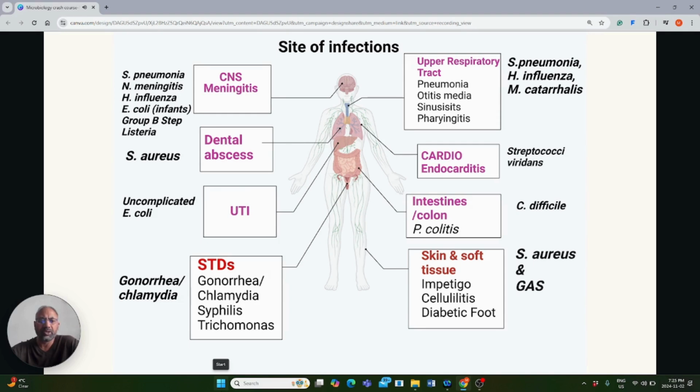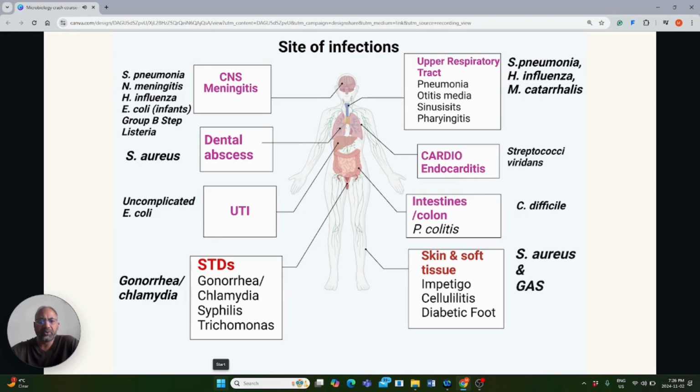Where a gram-positive organism is concerned, you always have to think about Staphylococcus aureus. Then UTI, the urinary tract infections. The most common organism of that is E. coli. And in the intestines, if there is a diarrhea or any colitis, we always think of Clostridium difficile and pseudomembranous colitis. Both of these are the intestinal pathogens.